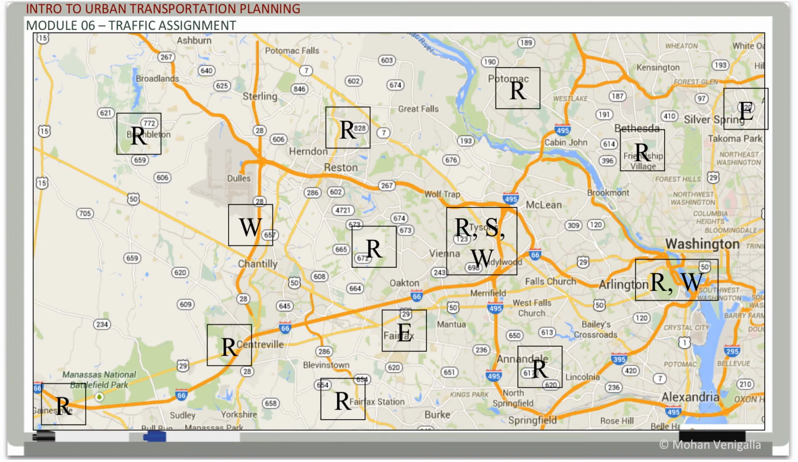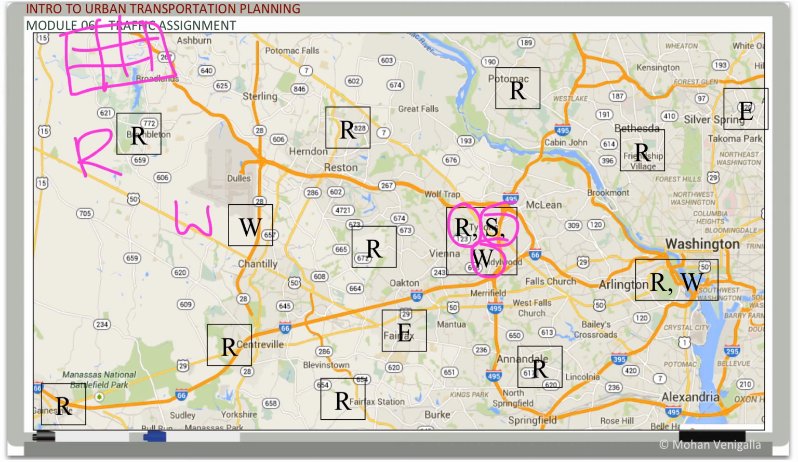Now, earlier I showed you a square matrix of vehicle trips, from n zones to n zones. Let me give you a pictorial representation of it. This is the Washington, D.C. metro area. R stands for a residential zone, and W stands for where there are work trips. S stands for shopping. So Tysons here has residential, shopping, and work. Same with Arlington as well. I just took it as a representative set of zones here.